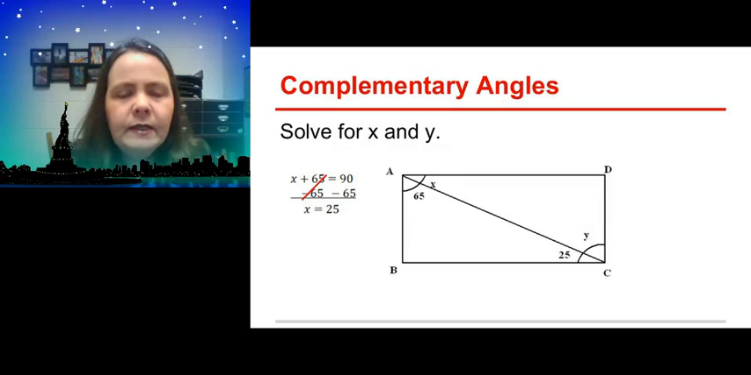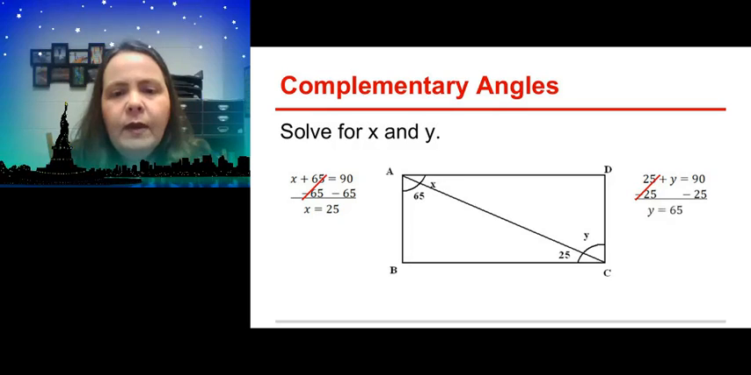We're going to do something very similar. On the right-hand side, we have y and 25 there as the measures of those angles. We know that the angle of a rectangle is 90 degrees, so 25 plus y is 90. To solve for this, we're going to subtract the 25 from both sides. On the left-hand side, the 25s will cancel, and then when we simplify, we have y equals 65.